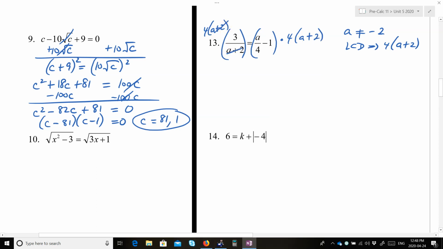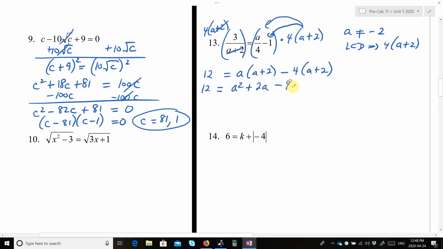And on the left-hand side, the a plus 2's cancel. You get 4 times 3 is 12. And when you multiply that onto a over 4, the 4's will cancel, and you'll have a times a plus 2. And then the 4 times a plus 2 multiplies onto the negative 1 and becomes negative 4 times a plus 2. And now we solve this for a. That will be minus 2a minus 8, subtract 12 from both sides, and we will get 0 equals a squared minus 2a minus 20.